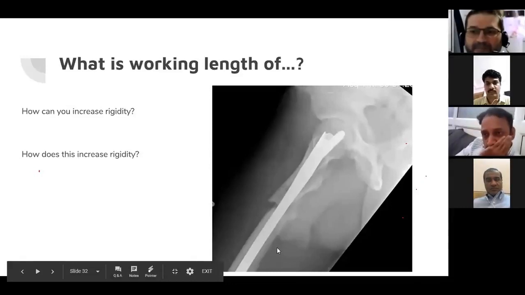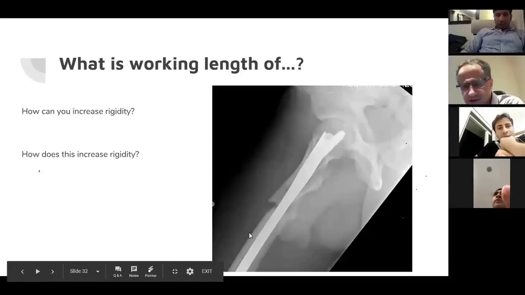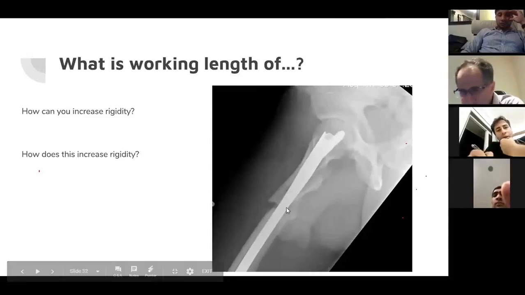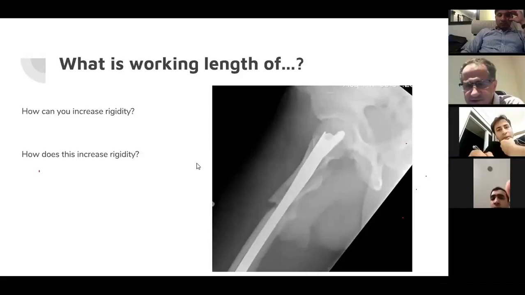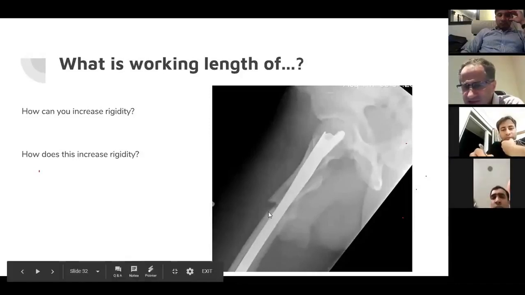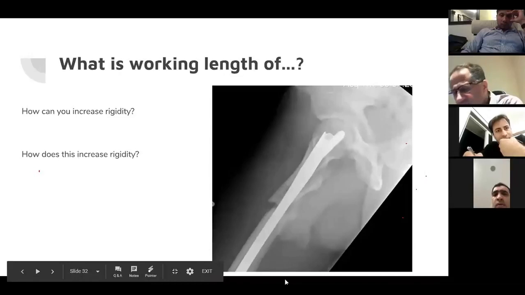That's why we reamed 1.5 above the size of the nail that we intend to put in, because we want as close a fit but as big a nail as possible. So that's the working length from here to here. I purposely put this on because I know this is a concept that sometimes we miss in our discussion of these questions. So if that's the working length from here to here, what can I do to increase the rigidity of this construct?